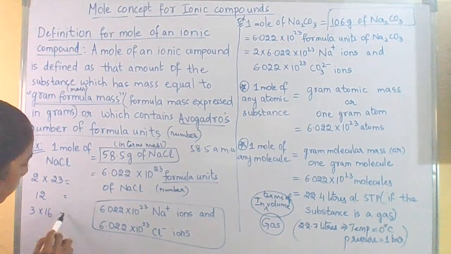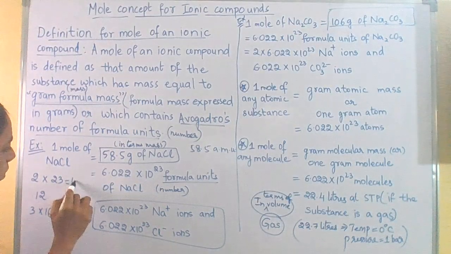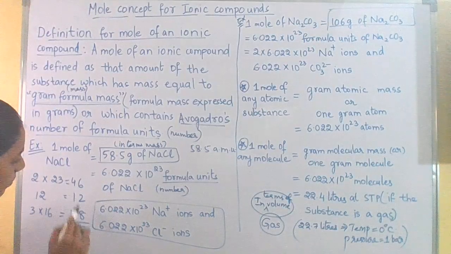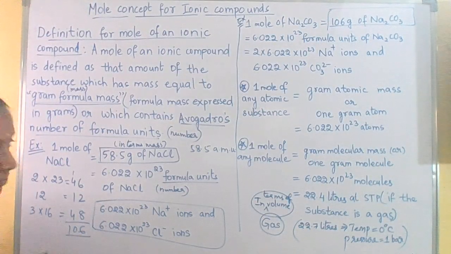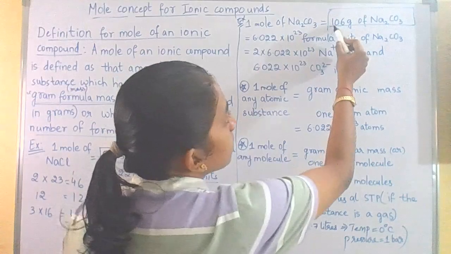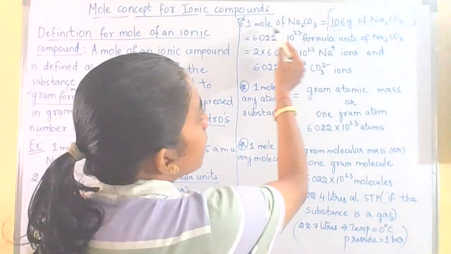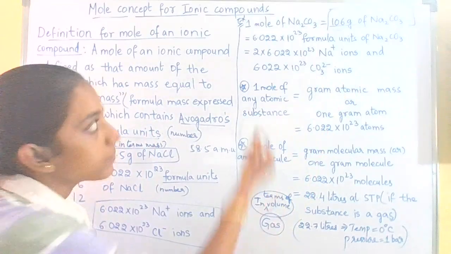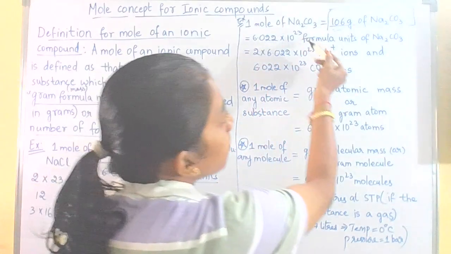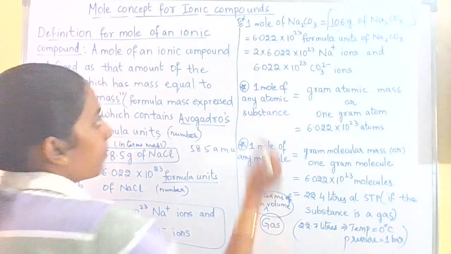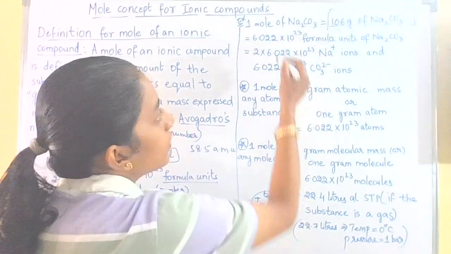So when we add all these 3 terms, we will be getting 46 plus 12 plus 48, 106. This is how we'll get the gram formula mass of Na2CO3. Now they have given 1 mole of Na2CO3 in terms of number: 6.022 into 10 to the power 23 formula units of Na2CO3. Okay, now we'll split this. How do we split it?